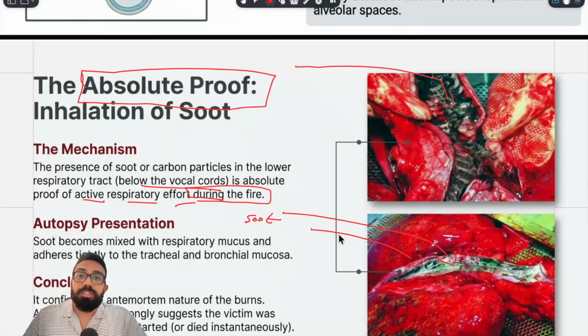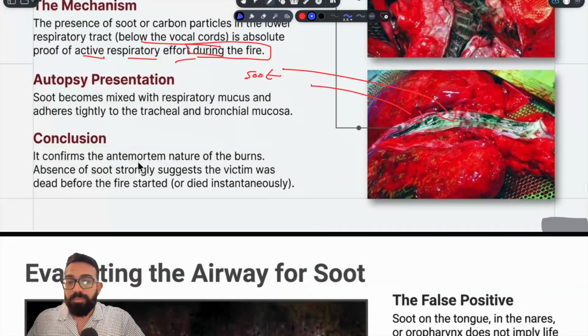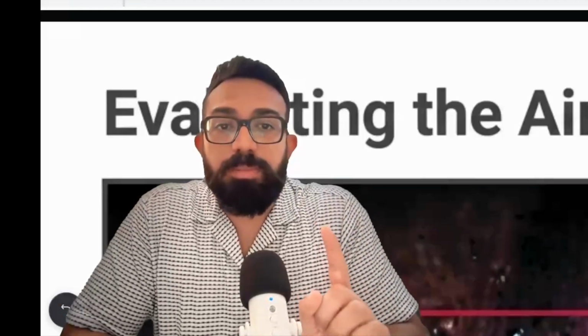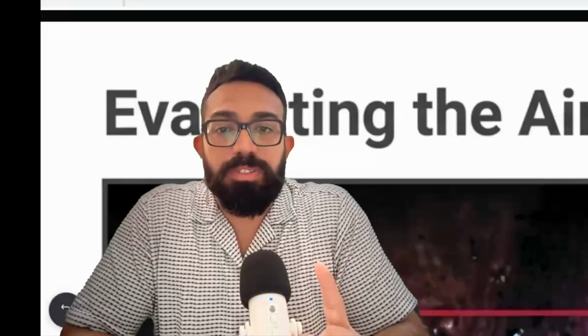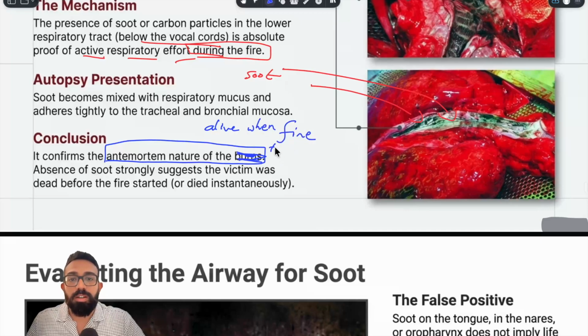One thing which even I see experts also confuse, and it is even written in some textbooks, is that the soot particles are a confirmatory sign of antemortem nature of burns. No, in forensic medicine, even a word makes a huge difference. Soot particles are not a sign of antemortem nature of burns. They are only a sign that the person was alive when fire took place.